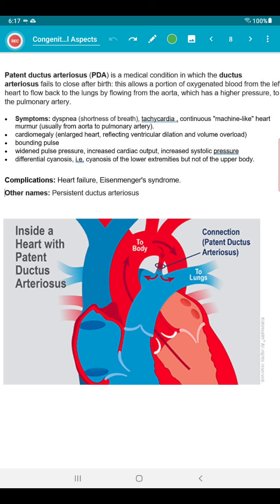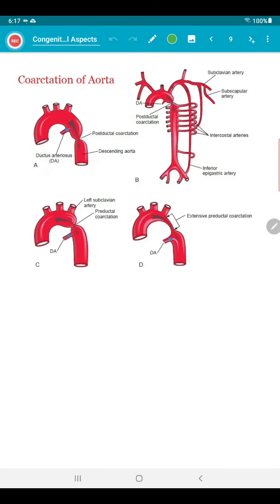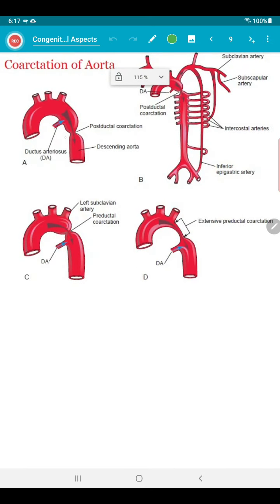Now what are the complications of PDA? Heart failure may occur, Eisenmenger syndrome may occur, and another name we call it is persistent ductus arteriosus. Next is coarctation of aorta. You can see very well the narrowing of the aorta here, here, here and here. We can find the sudden abrupt narrowing of the aorta, which is known as coarctation of the aorta.